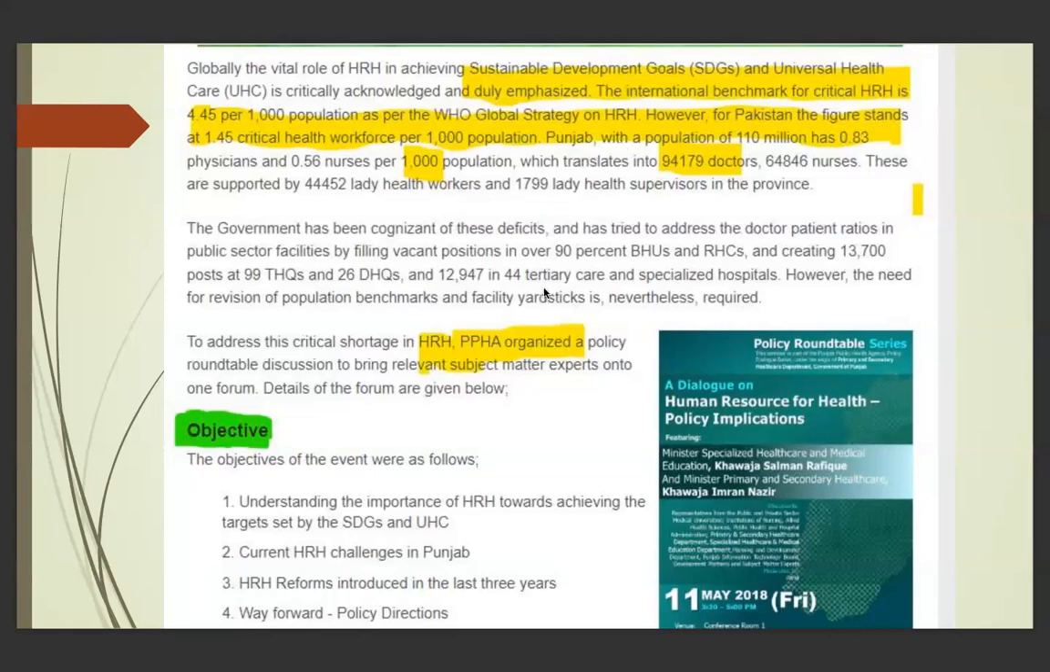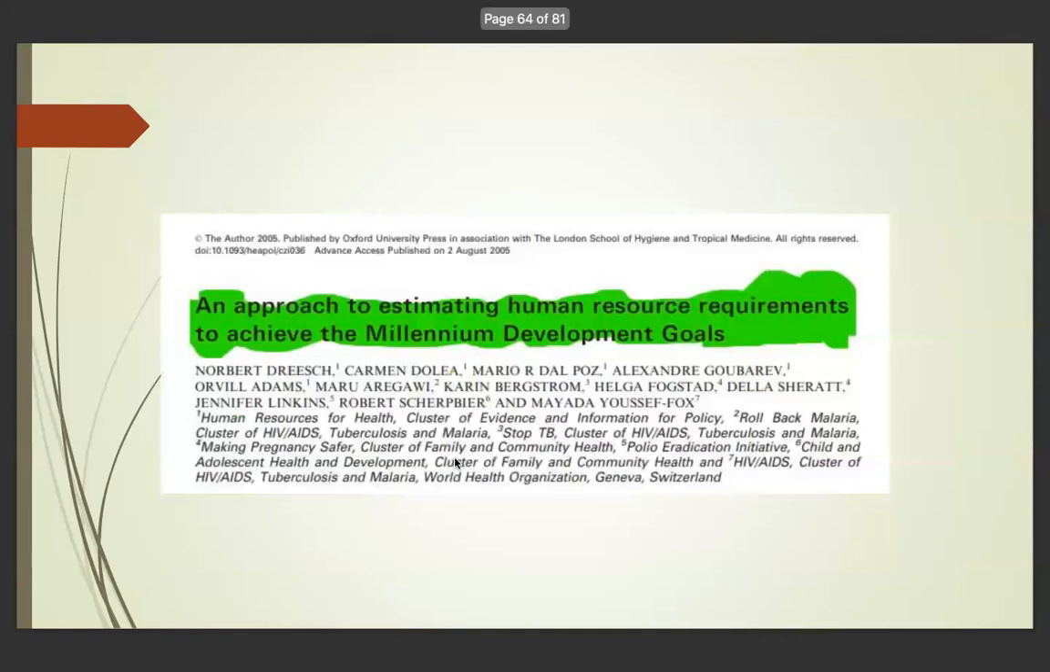To address the critical shortage in HRH, PPHA organized a policy roundtable discussion. The objectives are understanding the importance of HRH towards achieving the targets set by SDGs and universal healthcare, current HRH challenges in Punjab, HRH reforms introduced in the last 3 years, and the way forward in the policy directions.